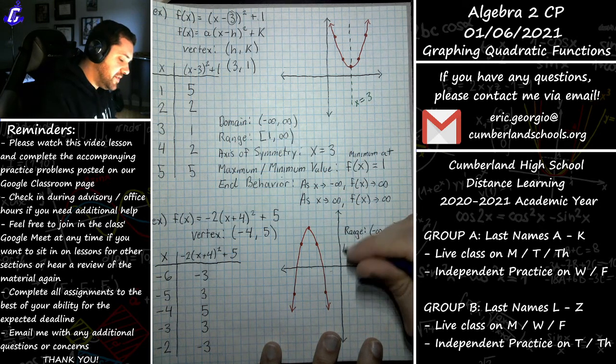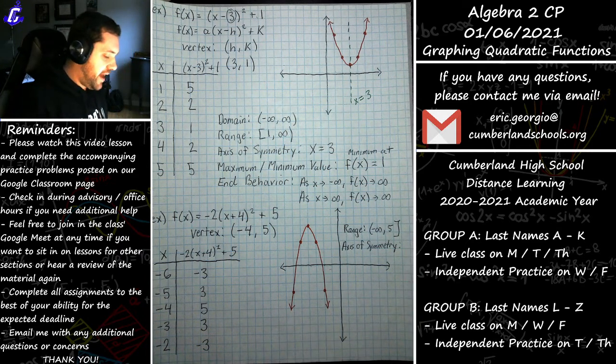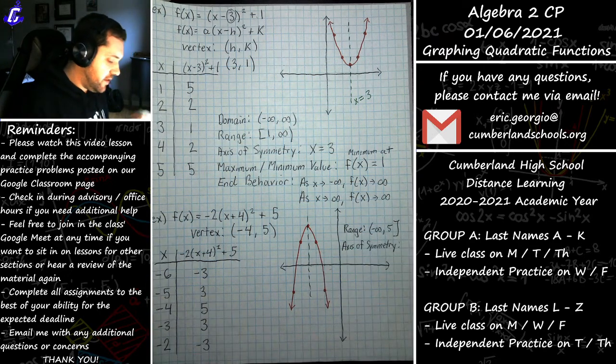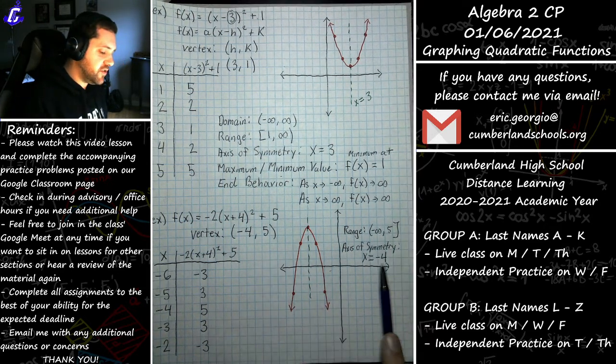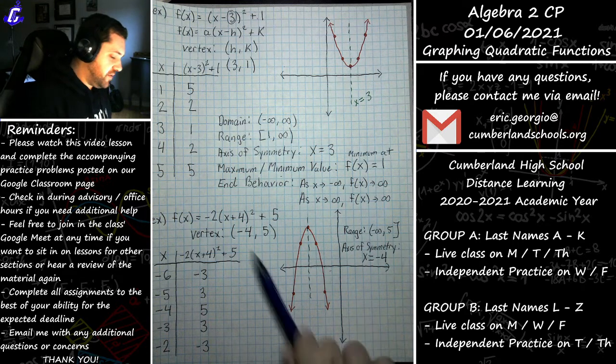Your axis of symmetry here is, again, the vertical line that cuts the graph in half. It would be right here. It's x equals negative 4. Something kind of neat to note is that the axis of symmetry is always the same as the x-coordinate of the vertex because the vertex is that center point. So that's what's going to cut it in half.